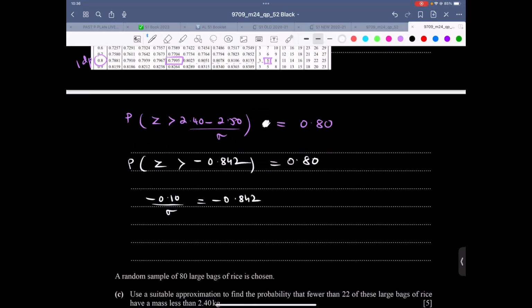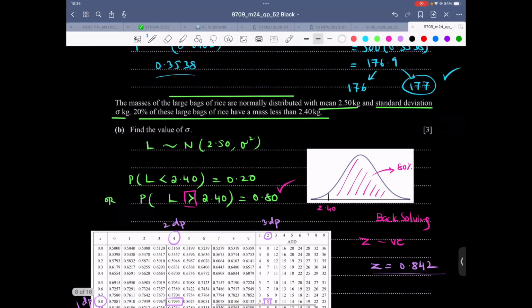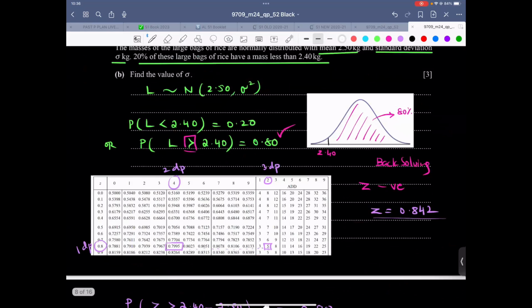Sigma, actually the negative cancels out. Therefore, sigma is 0.10 divided by 0.842. And let me use a calculator. So the value of sigma, the standard deviation, is coming out to be 0.119. That is the answer for this particular part. So now this is done.